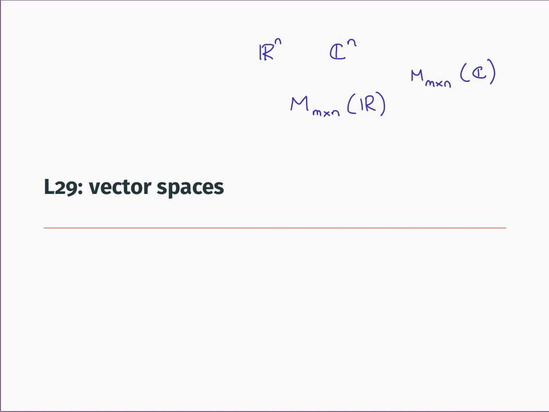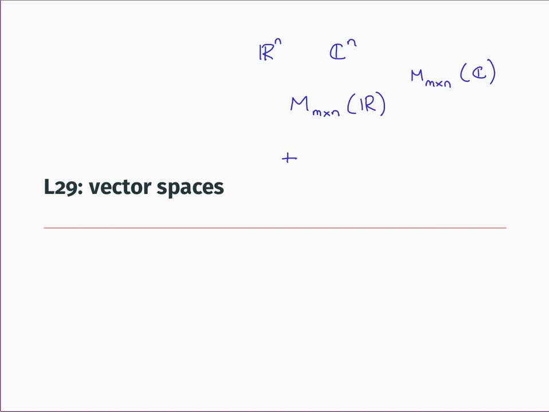Well, one collection of things they have in common is that they come equipped with an addition operation. You can add any two real column vectors of the same height. You can add any two complex column vectors of the same height. You can add any two matrices of the same size. And they come with a scalar multiplication operation. You can multiply an element of R^n by a real number and get another element of R^n. And similarly, you can scalar multiply a complex matrix by a complex number. And you can scalar multiply a real matrix by a real number.